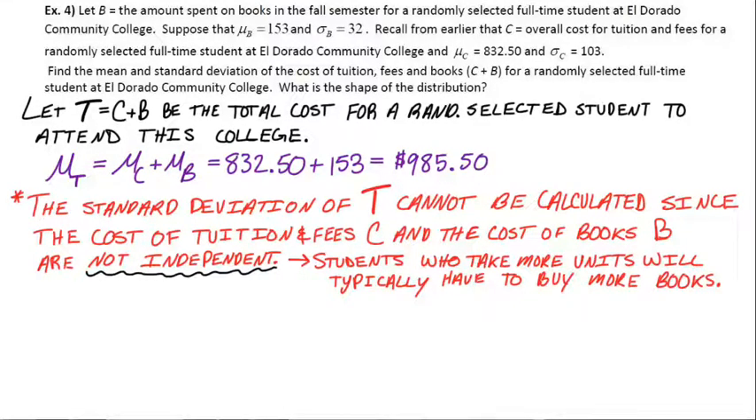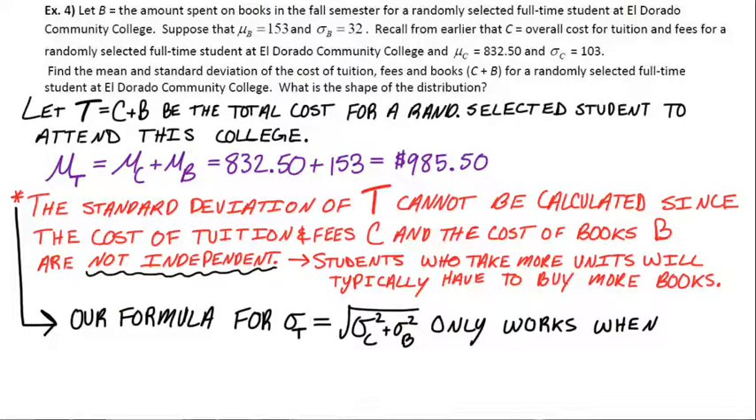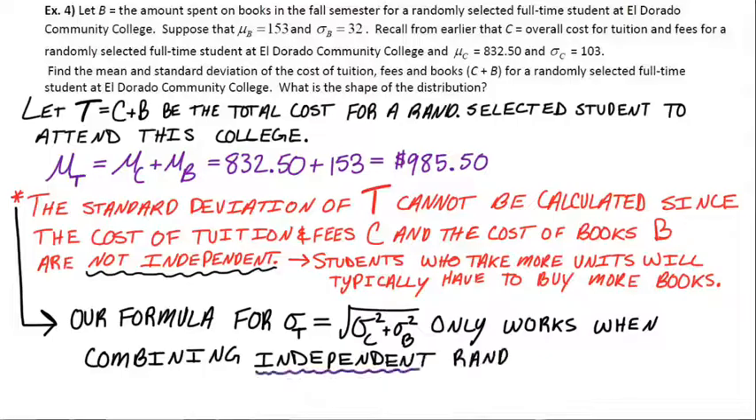Right? The more credit hours you have, the more of this you have, the more of this you have. That's just the way it goes. So our formula, if we were going to do the standard deviation of T, if we were going to try to use this, that formula only works when we're combining two independent random variables. So that's why I definitely wanted to get to and feature this example as well. Keep that in mind, that our standard deviation formula requires that independence condition. And in this case, these things would not be independent random variables for any given student.